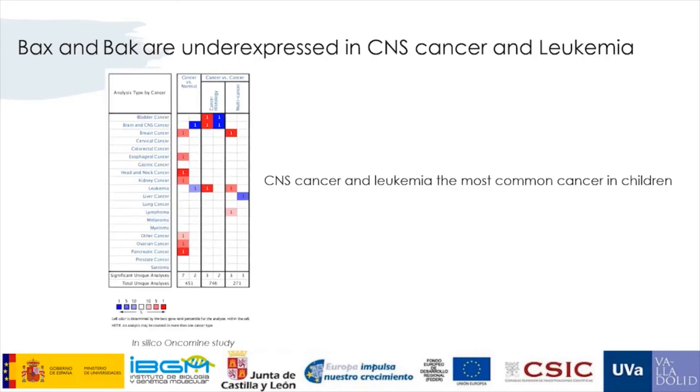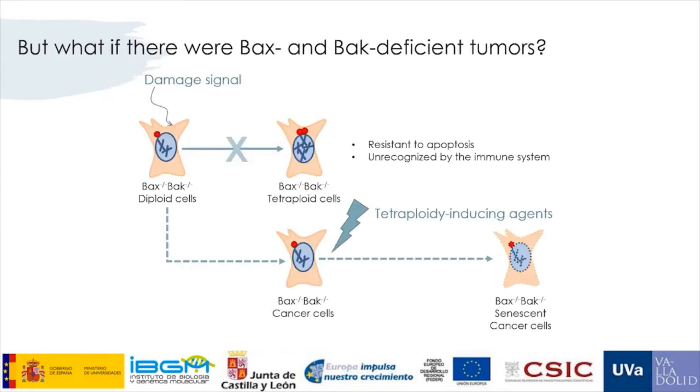What we have done is an in silico Oncomine study, in which we have observed that in fact the underexpression of BAX and BAC is present in brain and central nervous system tumors, and also in some leukemias. And these kinds of cancer are the most common cancers in children. So what about BAX and BAC deficient tumors?